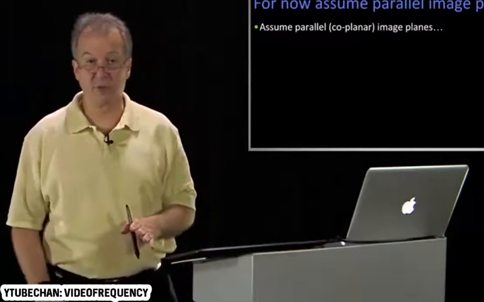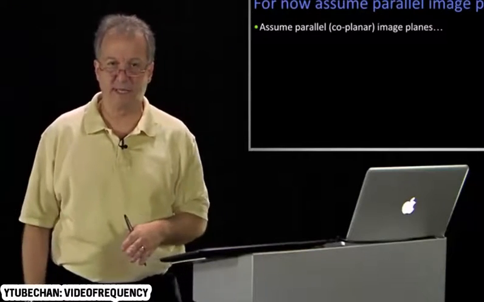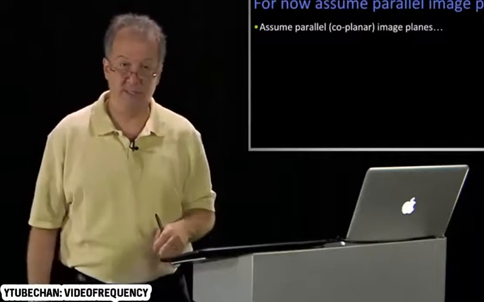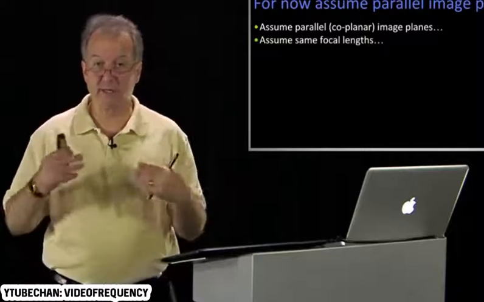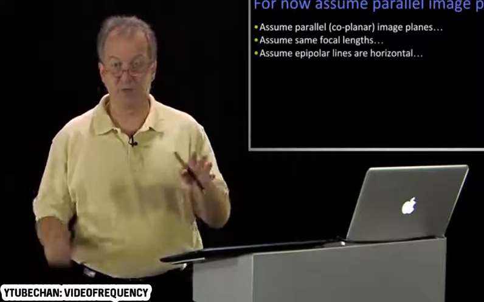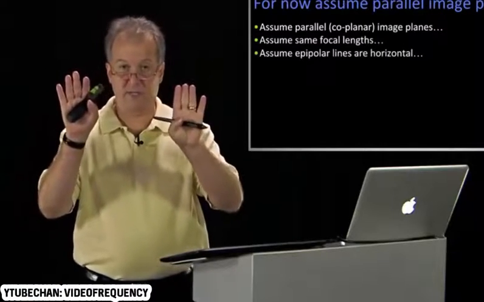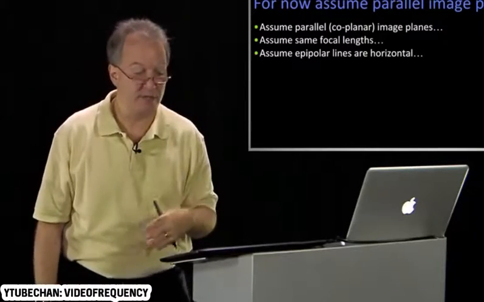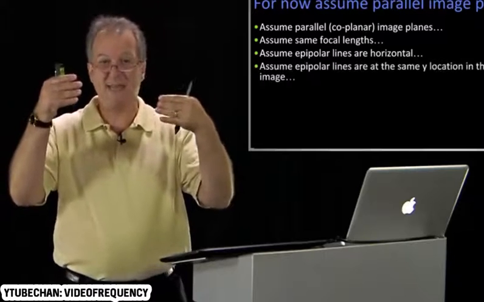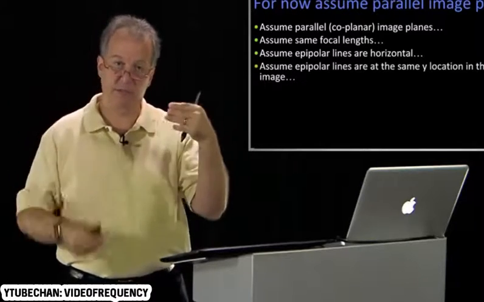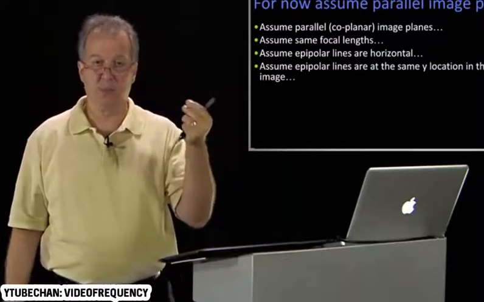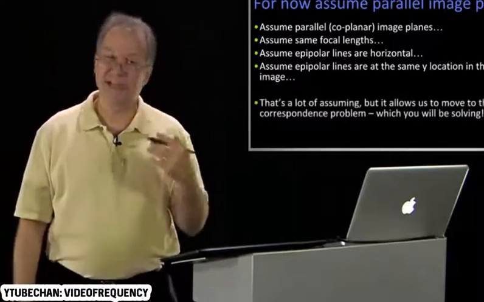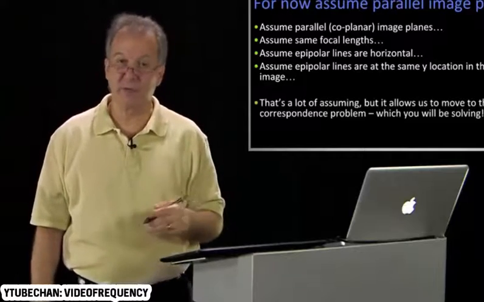For example, we're going to assume basically the geometry that we drew out last time of parallel, or coplanar, actually, image planes. We're going to assume the same focal lengths of the two cameras. We're going to assume that the cameras are horizontally aligned at the same height, and that the images are pulled out such that the epipolar lines are horizontal and that they are in fact lined up. So an XY location in one image is at a different X, but the same Y location in the other image.